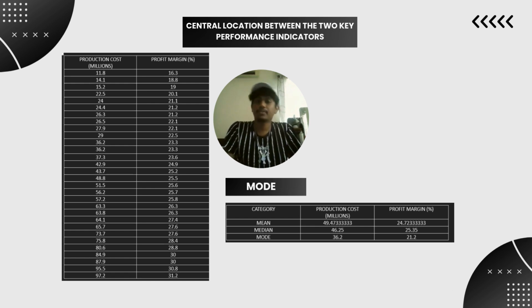So that would be the mode for this production cost. Meanwhile, for profit margin in the column of 6th and 7th, you can see the number 21.2 appeared more than 1 time. So that would be the mode for profit margin.